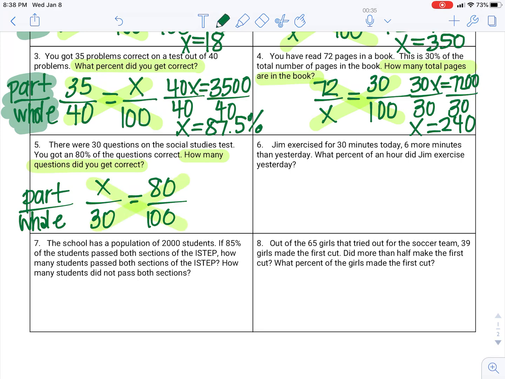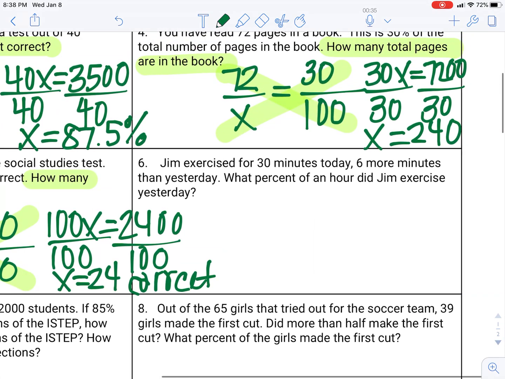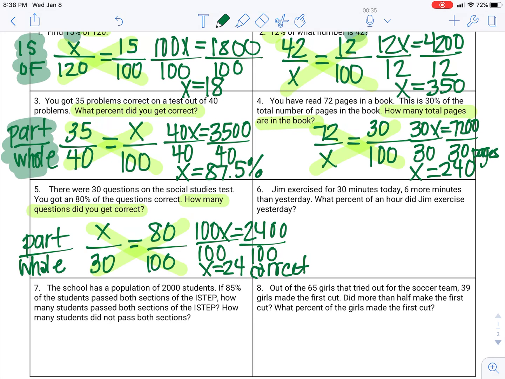Cross multiply to solve and figure out how many questions you got. So you have 100x equals 2,400. And when I divide by 100 on both sides, 2,400 divided by 100 gives me 24. X equals 24. I'm going to label this pages because I got 24 pages, or I'm sorry, not 24 pages, 24 correct. So 24 correct. I should have actually labeled this one here, pages, since we're talking about labeling with percent.